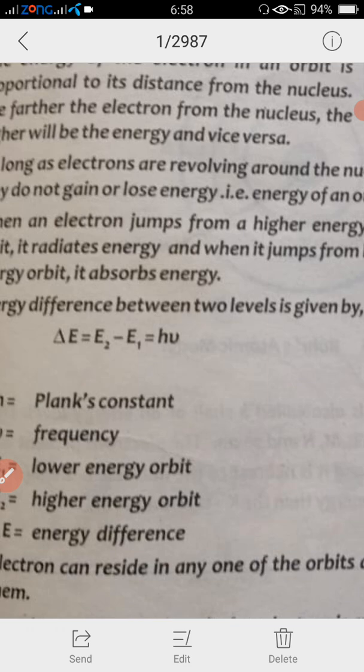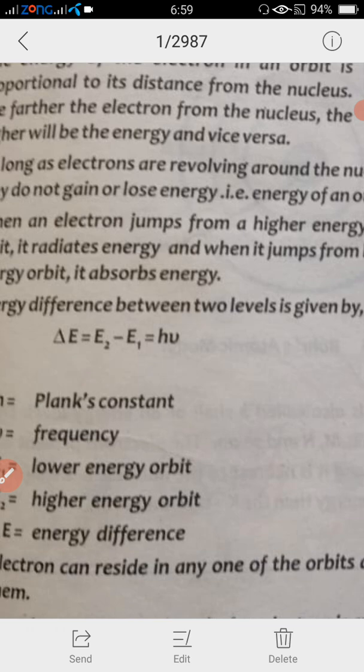And whenever an electron moves from a high energy level to a low energy level, it is understood that the electron will release energy. So to find this difference of energy, we subtract the energy of the low energy level from the energy of the high energy level. So this equation will be equal to h mu.